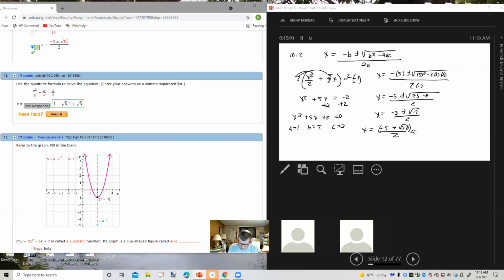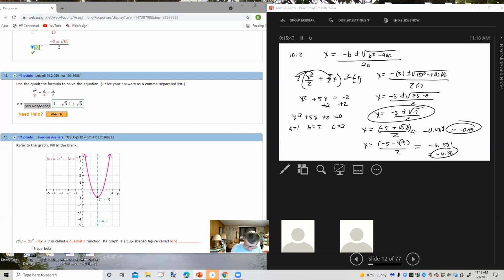So parentheses -5 plus the square root of 17 divided by 2, and I'm getting -0.438. So that's going to round to -0.44. And then the other one, we get -4.561, so -4.56. Okay.